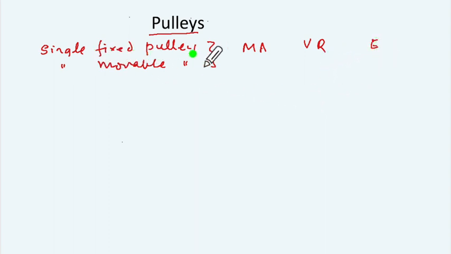For now, single fixed pulley, MA is going to be 1, VR is going to be 1, because the load and effort, they travel the same distance at the same time, and the effort is going to be equal to load for ideal situation. But in a practical situation, your effort is going to be less than load. For movable pulley, mechanical advantage is 2, velocity ratio is 2, and the effort is going to be half of the load.